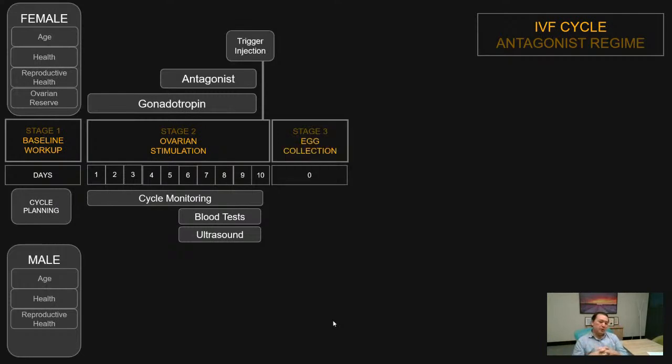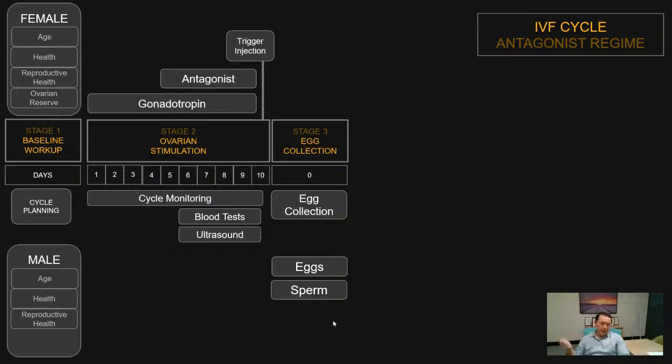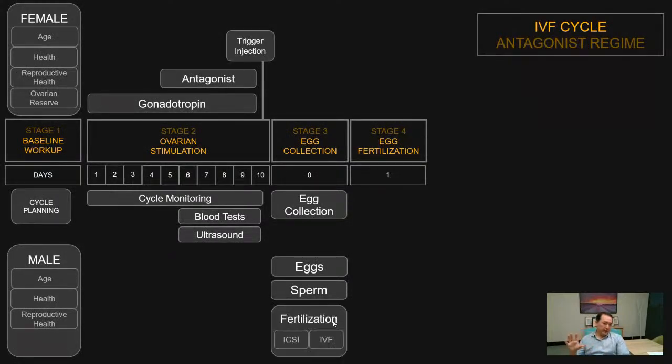Then we will discuss the trigger injection, the different types of trigger injection, and the role of trigger injection. Then we will move on to egg collection. We will cover the techniques of egg collection, and what you can expect as a patient before, during, and after egg collection. We'll review the assessment of quality and quantity of eggs, then assessment of quality and quantity of sperm, and then we will review the next stage of IVF, which is fertilization of eggs.